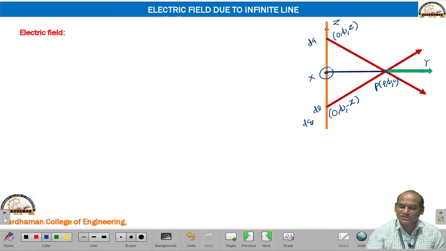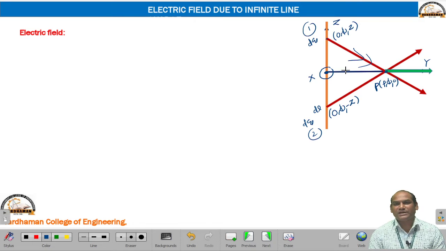Because of the first differential charge, this is the direction of the electric field. In which direction is the electric field? You are moving downside and you are moving away from the infinite line charge. So, you are moving away in the sense you are moving in the arrow direction, and moving downside means you are moving in the minus az direction.